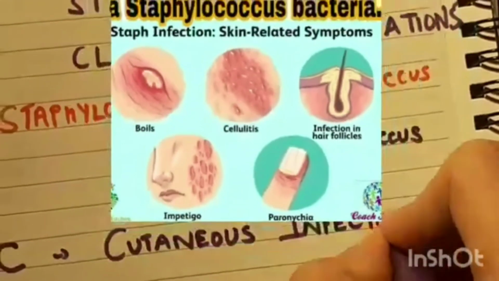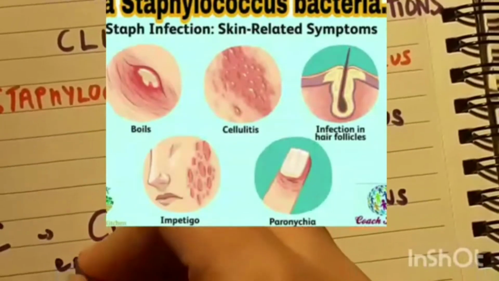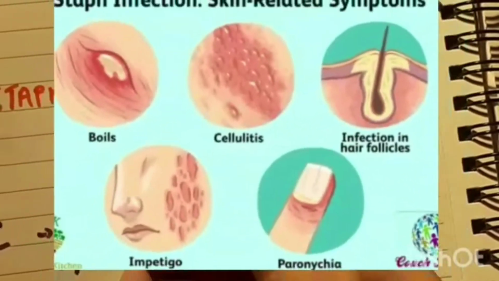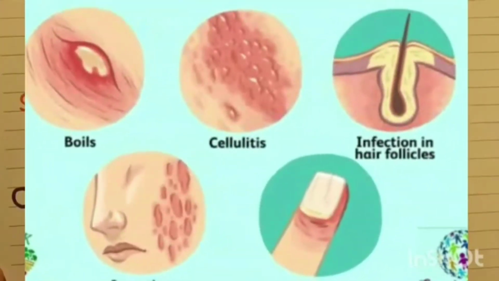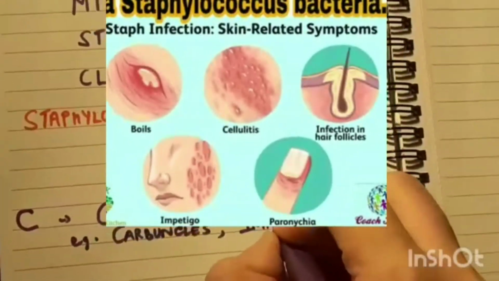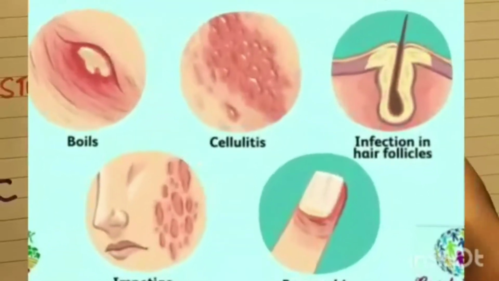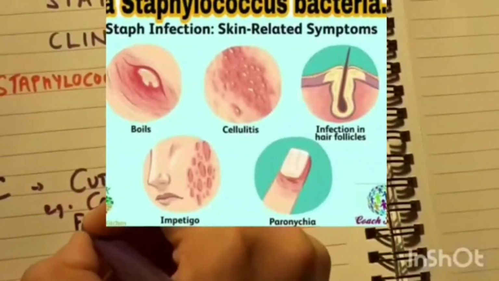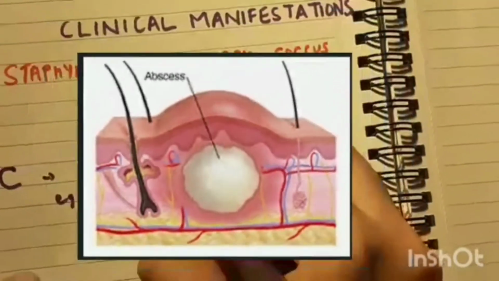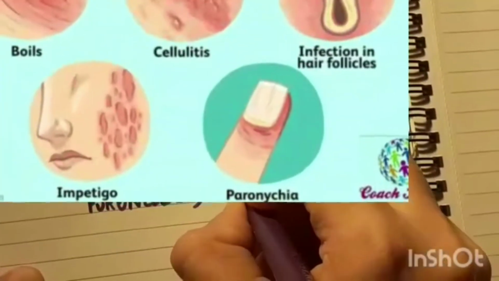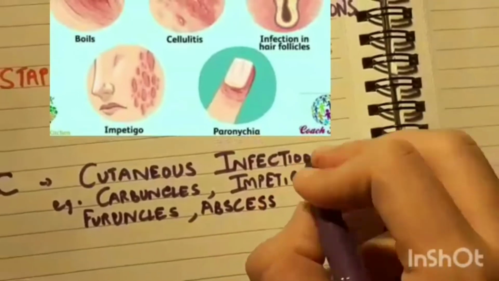A few examples of cutaneous infections are furuncles, carbuncles, folliculitis, impetigo. Then we got furuncles, abscess, and we can say paronychia, wound infections, etc.